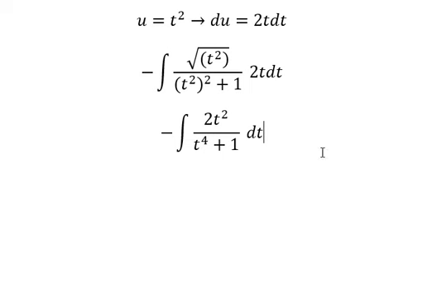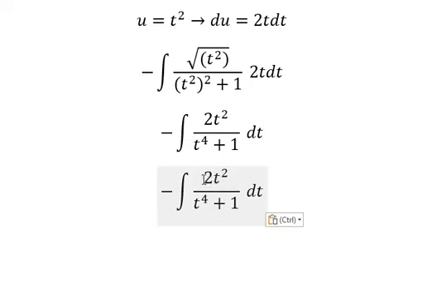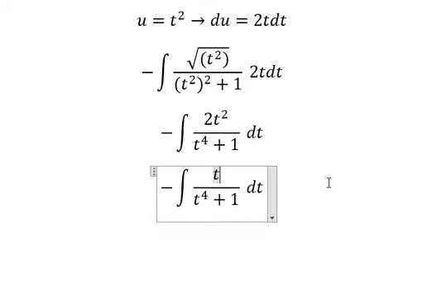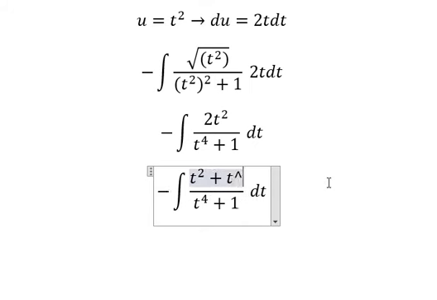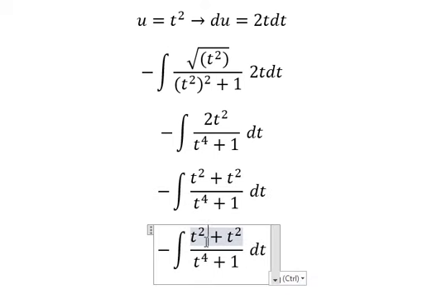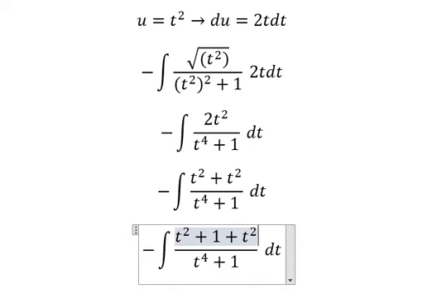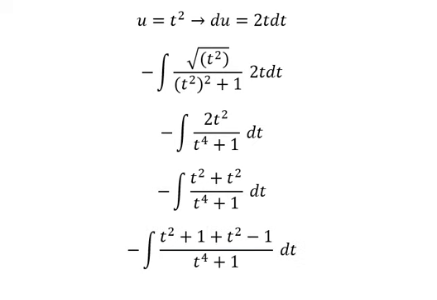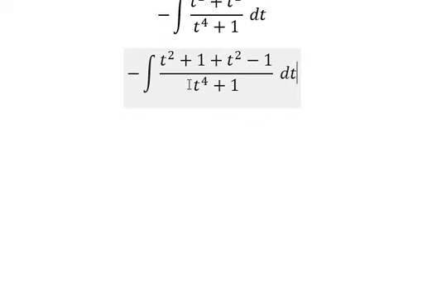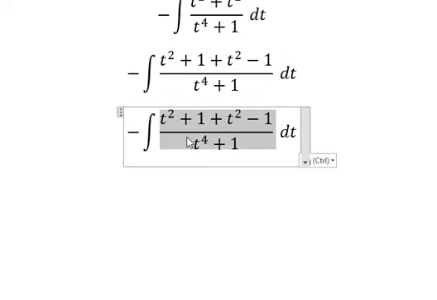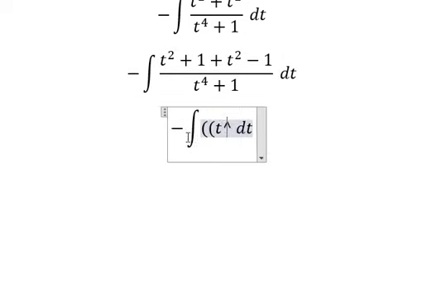Next, we know that 2t squared we can put into t squared and t squared in here. So this one I will put positive number 1. Later, we put negative number 1. So in this situation, we can separate them in here. That should be like this.